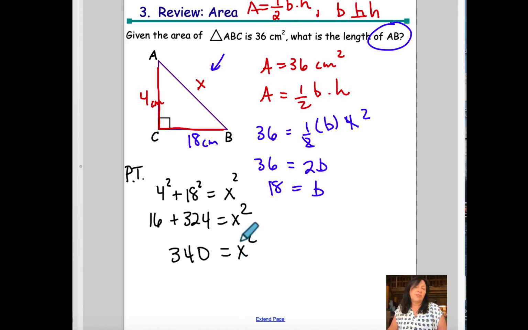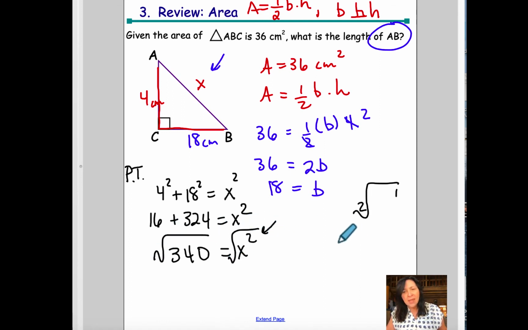And to undo the squared on this x, remember, you know that the square root is a 1/2 power. And so if I were to take the square root of both sides, what is actually happening is I'm going x squared to the 1/2 power where the 2's cancel. So I get x, and then the square root of 340 is going to reduce down to 2 root 85, and then that's what x is.